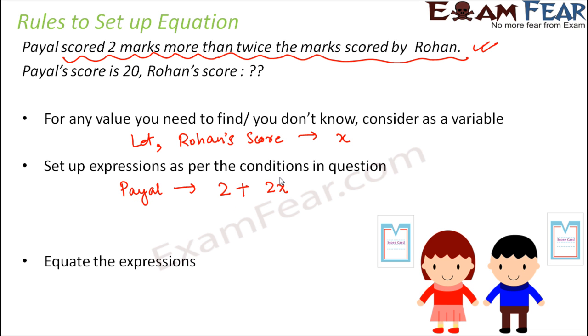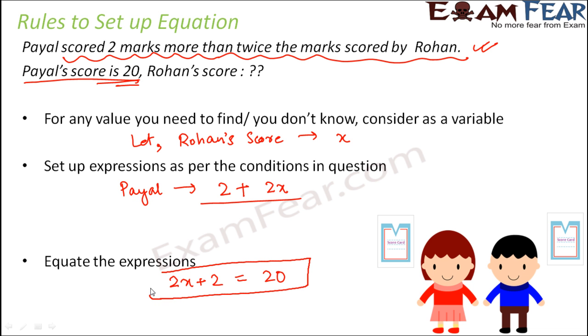And the final step is to equate the expressions. Equate with what? Equate with whatever value is given in the question. For example, here Payal's score is already given as 20. So what will we equate? We will equate 2x plus 2 is equal to 20, because this is Payal's score as per our assumption and this is the actual Payal's score. So 2x plus 2 is equal to 20. So this is how we set up an equation.